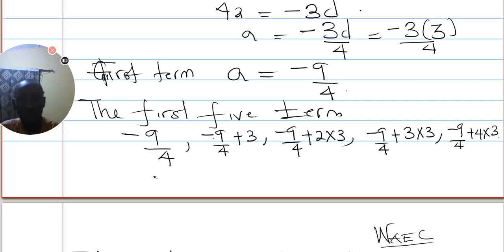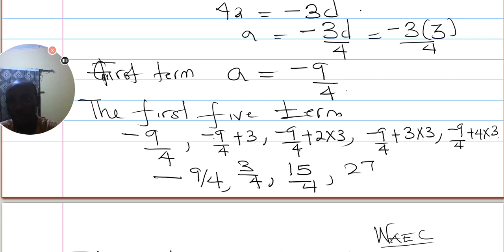Now this one is minus 9 over 4, and this will give us 3 over 4 if you add it together here. The next one will give us 15 over 4. This one should be 27 over 4. Then this one is minus 9 over 4 plus 12, right? This will be 48 minus 9 over 4, which will be 39 over 4.